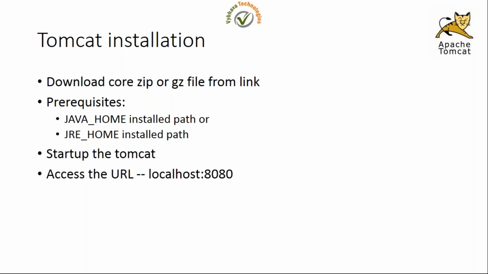What does it require to run? If you download and unzip, what is the next step? The prerequisite to run Tomcat is just Java. So you should also download the latest version, Java 1.8, and we will install it on the Linux machine. That is the prerequisite. The next thing is starting Tomcat, and we can access it once the server is up.